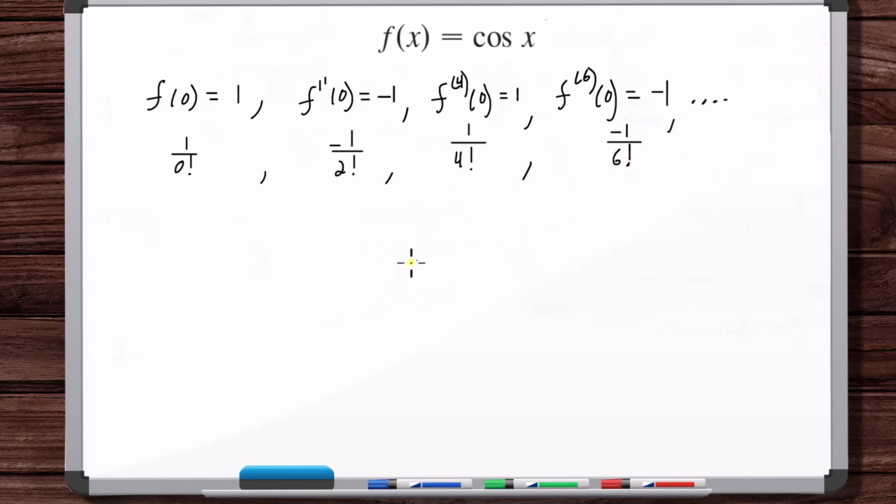So now we can see, we can write what the c sub n will be. So it's going to be 1 over 2n factorial and then minus 1 to the n, because we start positive. We start n equal to 0, and then you have 0 factorial, and then n equal to 1, 2 factorial, n equal to 2, it's 4 factorial, etc.